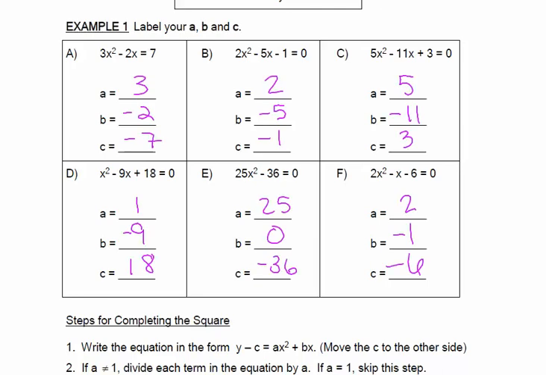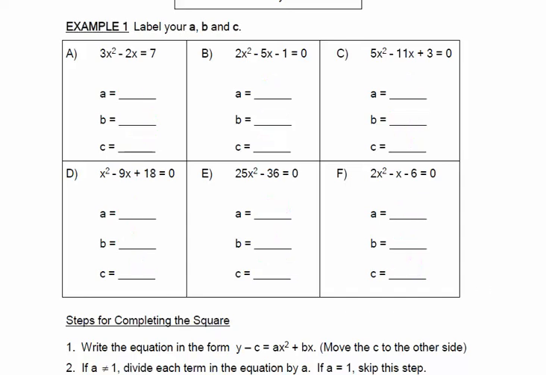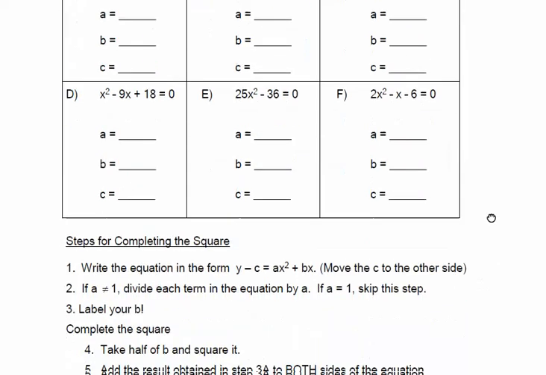Okay, so there are the values for A, B, and C. At this point in your mathematical career, that should be easy. Just make sure you're on the right side of the equation. Make sure that you're accounting for negatives and when there's not an x term, that it's 0. So we're going to keep going.